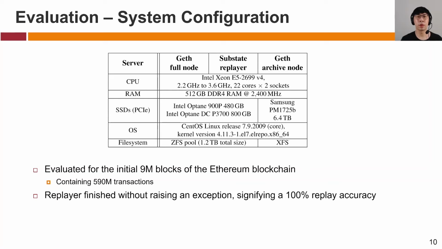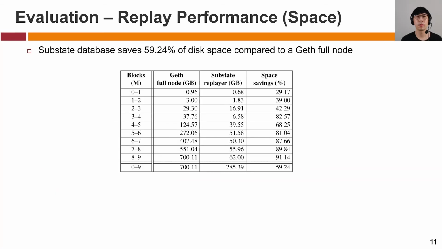We evaluated our off-the-chain test environment with the initial 9 million blocks from the Ethereum blockchain containing 590 million transactions. The replayer finished without raising an exception, which signifies a 100% replay accuracy. This result shows that the substate database saved about 59% of disk space compared to a Geth full node.